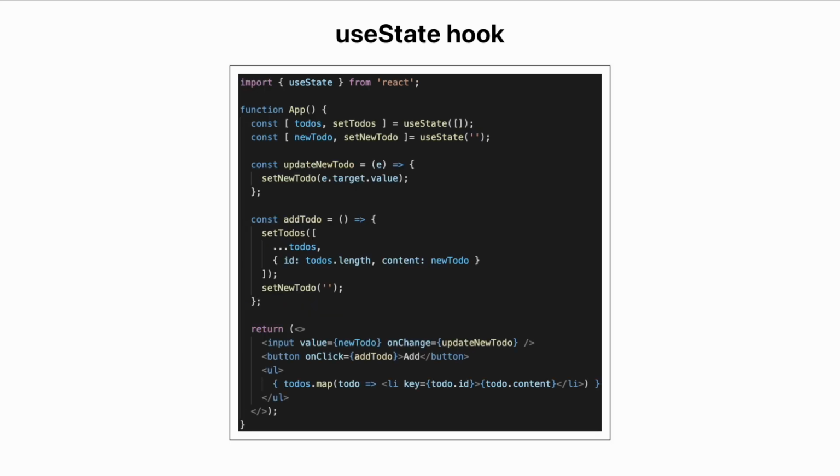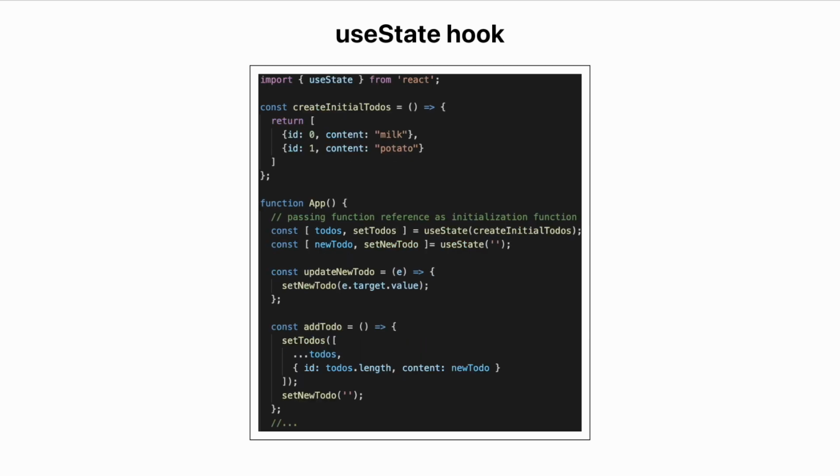Arrays can be used in state variables. Like objects, the array should not be mutated. Instead, we need to replace the array. For example, here a new array is created on every add todo operation. We can also pass the initialization function to useState as shown. Here we are only passing function references instead of executing the function and passing its return values, because in that case the function is executed for every render.